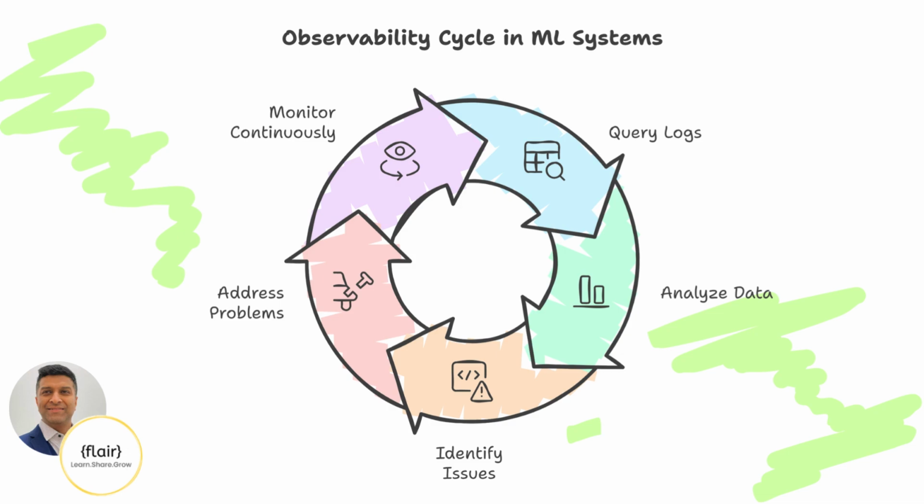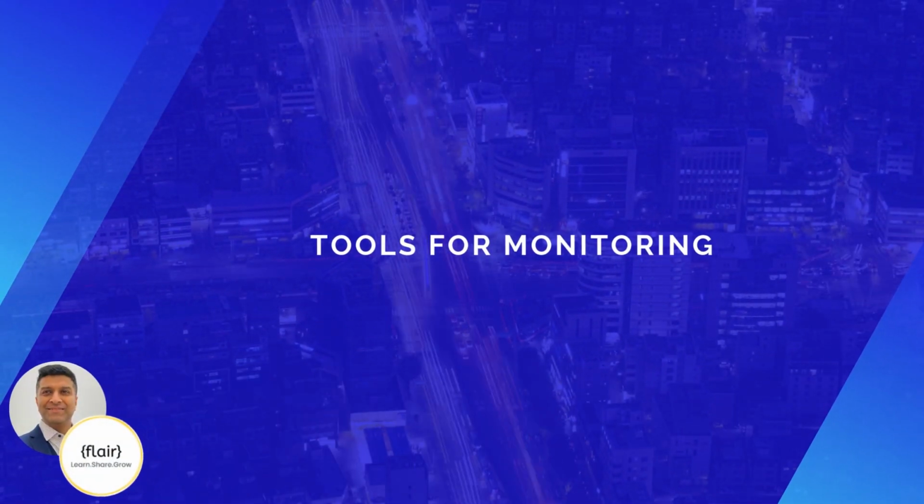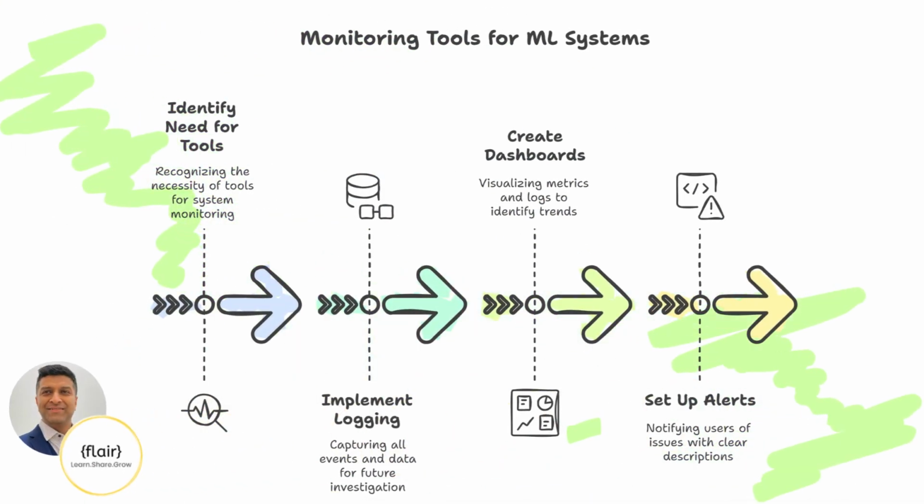To make all this work, we need the right tools. Let's break them down. Logging is essential. You need to capture all the events and data generated by the system, including metadata, so that you can investigate later if something goes wrong. Dashboards give you a way to visualize your metrics and logs, making it easier to spot trends and issues at a glance. But be careful, too many metrics can overwhelm you. You need to select the right ones. Finally, alerts are essential for notifying you when something's off. An alert should include a clear description of what's happening, the time it was triggered, and the steps you can take to mitigate the issue.